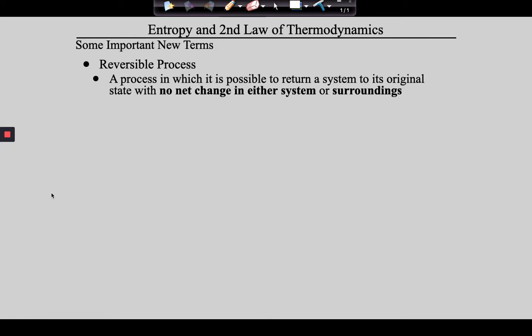So guys, again, just terms we need to know. This is an important term. It's called a reversible process. A reversible process is a process in which you can take the products and turn them back into the reactants with no net change to the system or the surroundings.